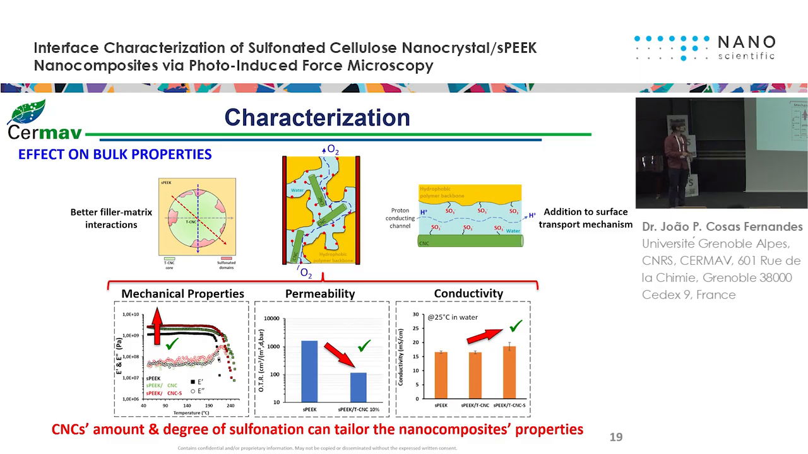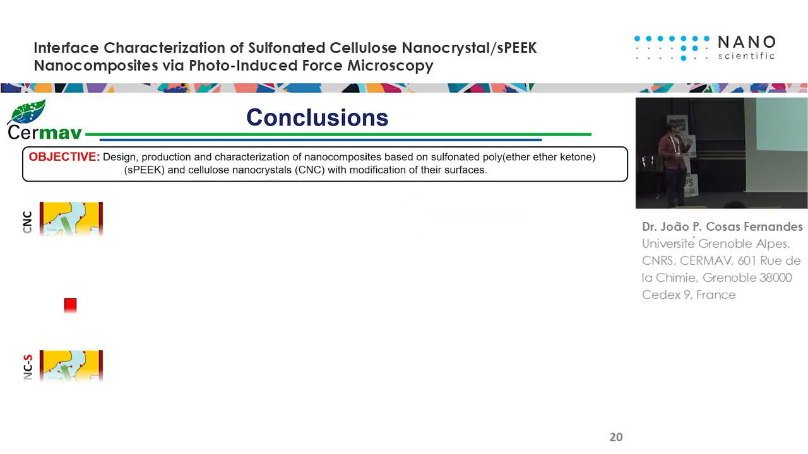So this means that, yes, we might have an effect on the transport mechanisms at the surface of our modified CNCs. But basically, this means that I can tailor the properties of my nanocomposites, playing around with the amount of CNCs, but also with the degree of sulfonation of my modified CNCs. Okay? So with that, I would like to go to the conclusion.